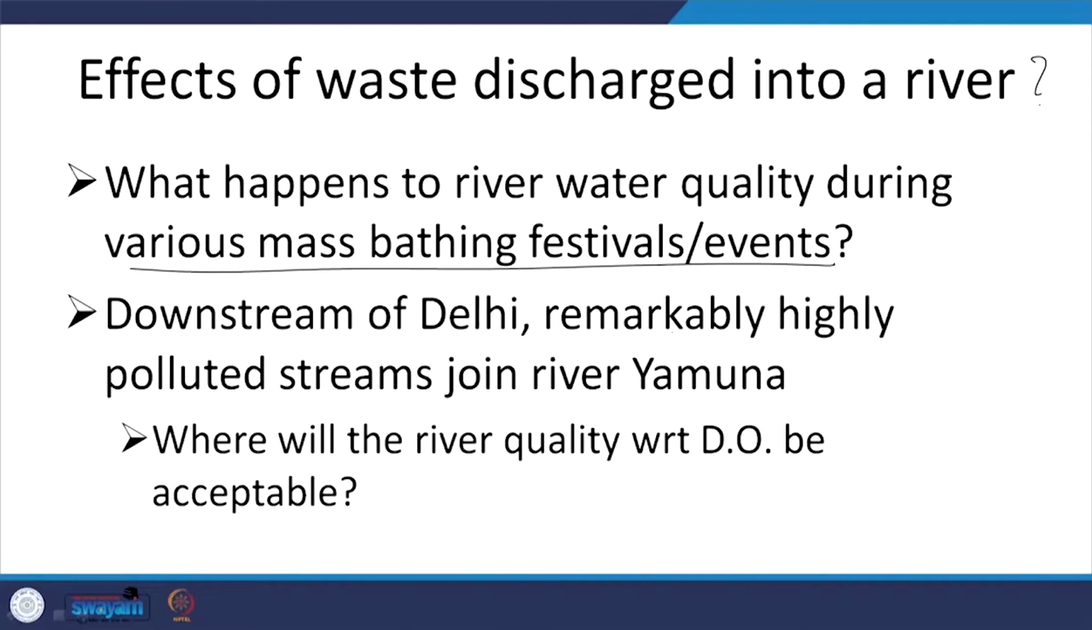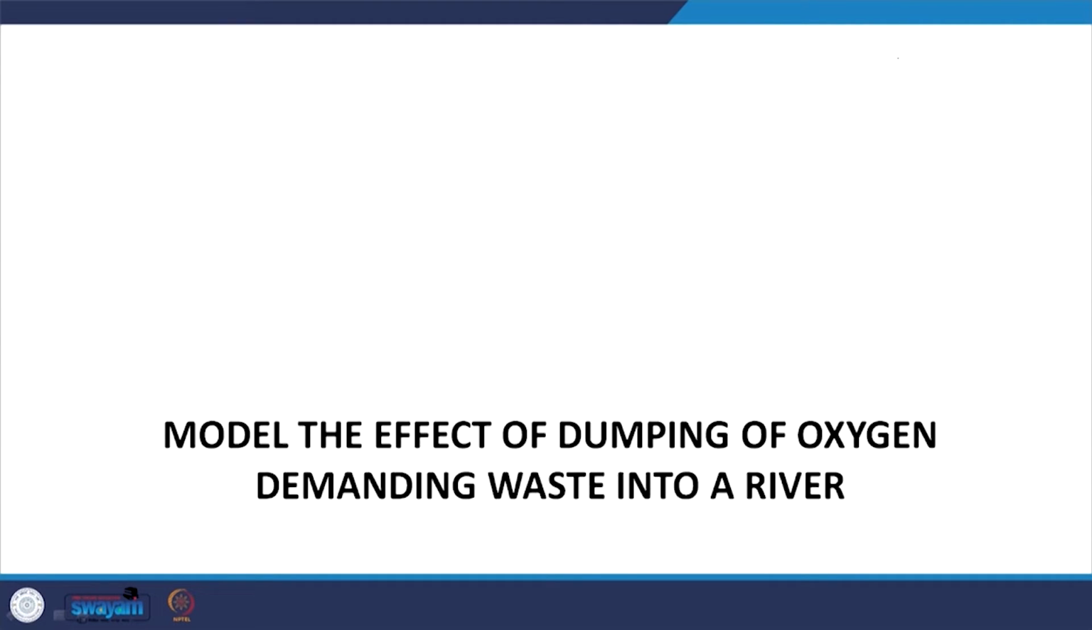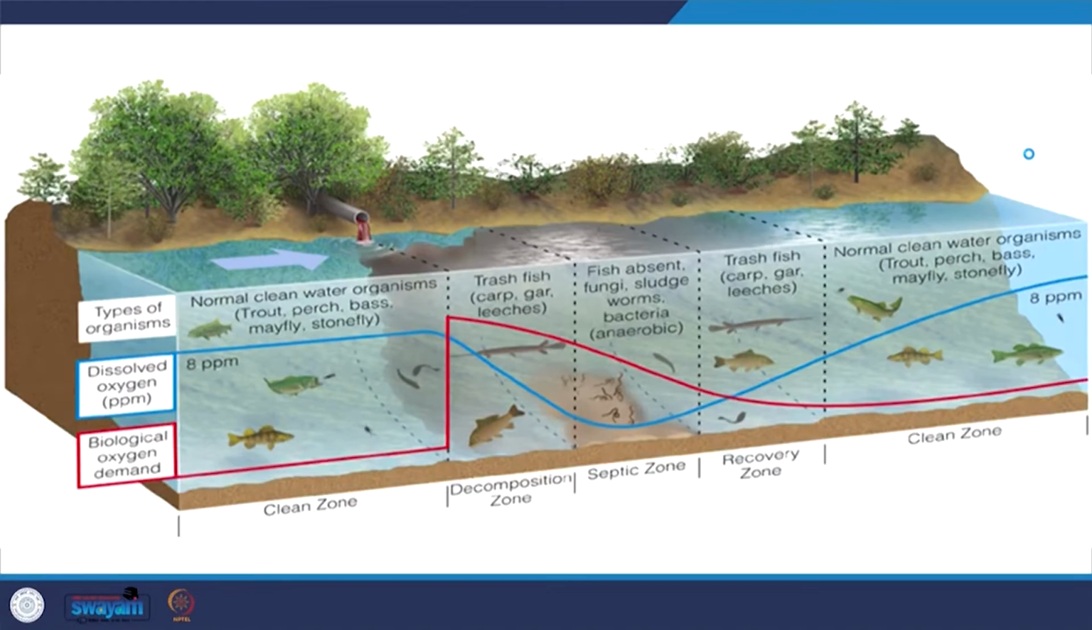So, downstream of Delhi, remarkably highly polluted streams join river Yamuna. Where will the river quality be acceptable with respect to DO again? Two questions. Again, how will we model it? Obviously, look at this, if this is the river and this is the waste coming in, and assuming perfect mixing, understand that the concentration of the relevant compound, dissolved oxygen or BOD, is changing with X, meaning we are going to use a plug flow reactor either with or without dispersion. So, that is the best way to look at it.